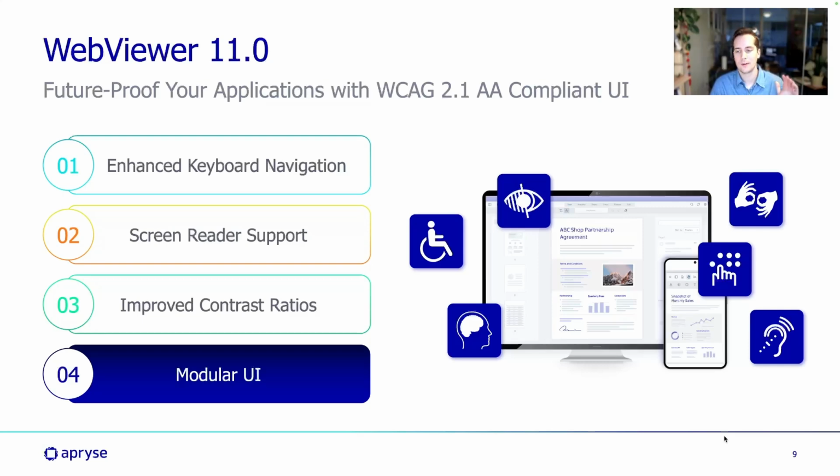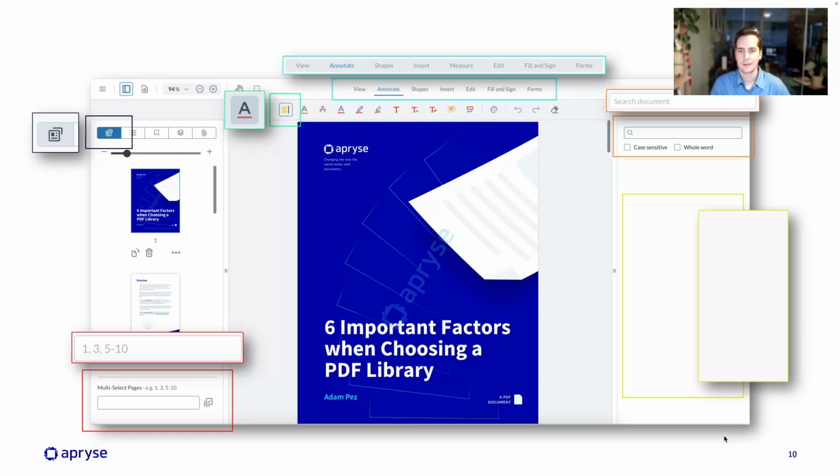We've also introduced a new modular UI, which is not part of this, that becomes default with WebViewer version 11, that allows you to reorient and recreate your UI using its modular components in a very easy way. So you can create a custom view that is tailored to your user's intended experience. So let's see what some of these changes look like here.